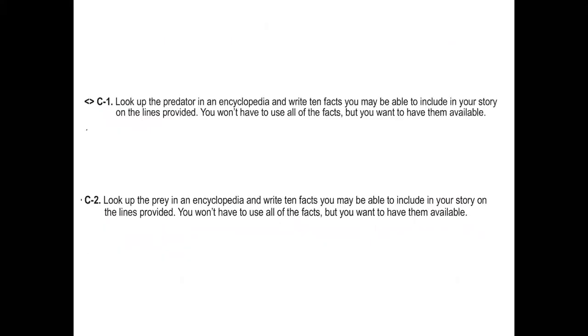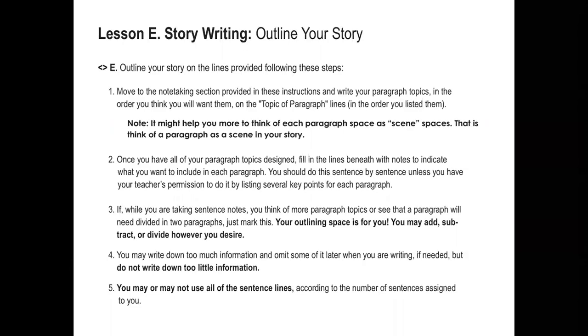And then I have assignments for them to look these things up. I didn't include all the lines and everything here or in the teacher's notebook, so it wouldn't get too long. But the C1 assignment says, look up the predator in an encyclopedia, write 10 facts, knowing that you won't use them all, but you'll have them available. And then look up the prey in an encyclopedia and write 10 facts. Right, then we move into outlining.